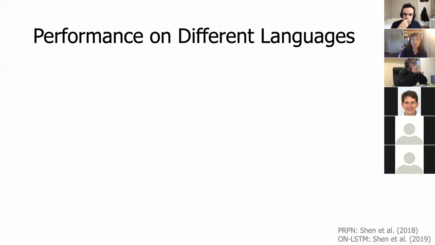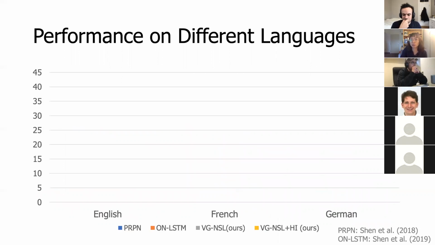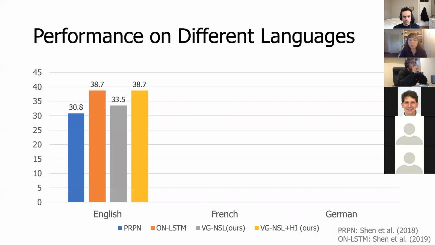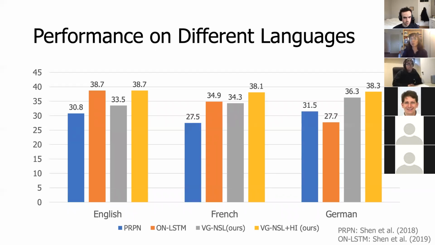So we also extend our model to multiple languages, including English, French, and German. On this Multi30K dataset, we want to mention that the numbers here are not directly comparable with the MS COCO dataset because they are very different datasets. But we can see that our model still consistently outperforms all the other baselines across all the languages.